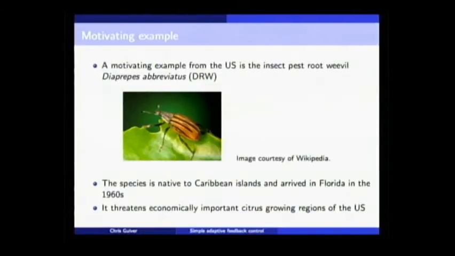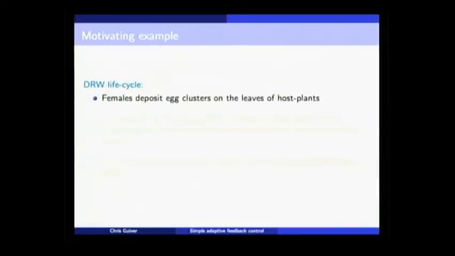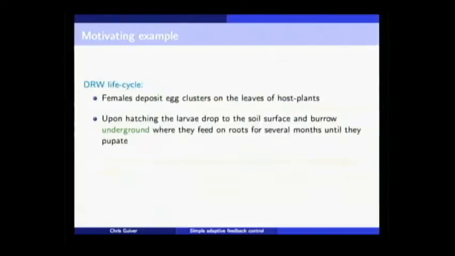This is part of, I'm putting my cell hat on, this is part of the food security challenge of the 21st century. And just to illustrate how hard it might be to control this, I'm going to explain the life cycle. Now, I'm not a biologist. This is given to me. So females deposit eggs on leaves of plant, actually on the undersides of leaves. These eggs hatch into larvae. They drop to the ground.